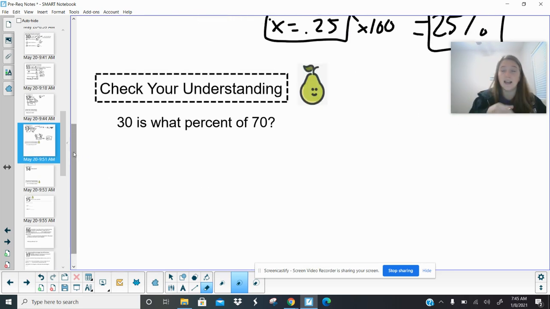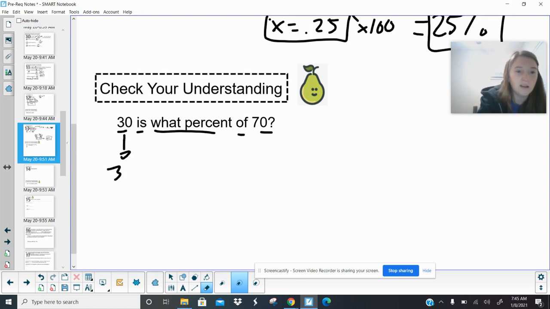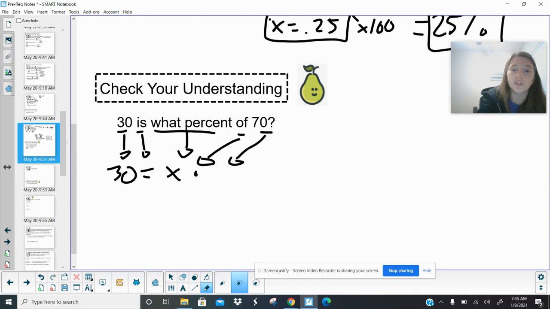Exact same thing, it's the exact same sentence, but think it through. Okay, I'm dropping this down. Is becomes this. What percent becomes this? Of becomes this. Go ahead and give it a shot. Okay, so I have 30 is what percent of 70? So 30 is became equals, what percent became our x? Of is multiply, and 70 is just 70.